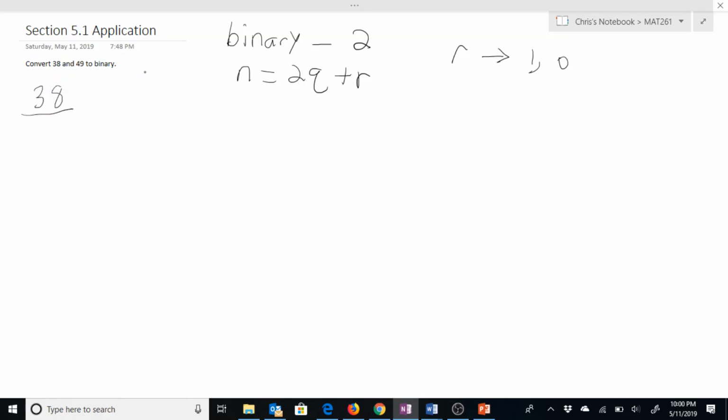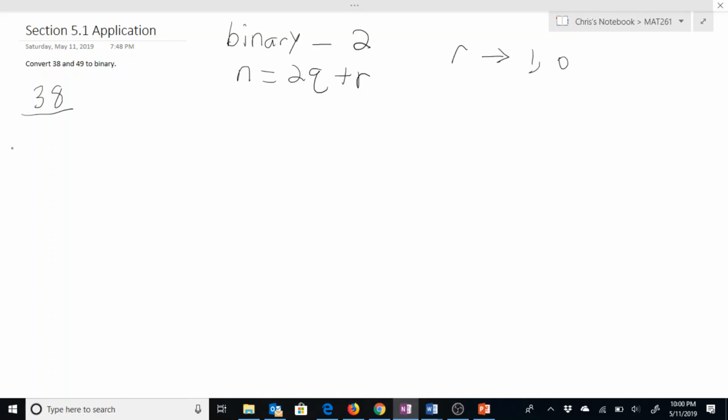So binary uses a base of 2, and the form of it is whatever the number is equal to is 2 times some number, in this case q for quotient, plus r, a remainder term. And since we're in binary, r is going to be either 1 or 0.